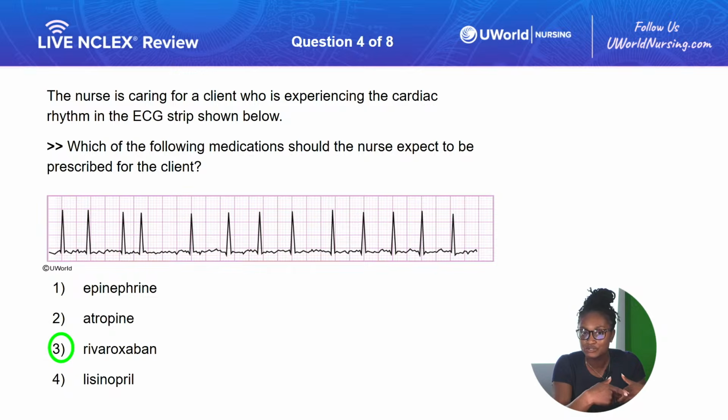Epinephrine, not used for AFib type patients. These are usually used when they're in those lethal rhythms, usually during that CPR time, that deadly time, epi to kind of restart that heart. Not used in this case.